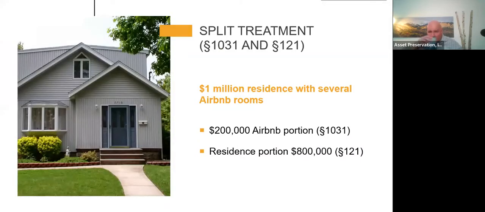Now the next one, what about people that do Airbnb all over the place? Very common. What if I rent out a couple of bedrooms and a bathroom? I've got a $1 million home in Denver, 200,000 of it's the rental property. I do an exchange on that, and then I use the primary residence exclusion on the 800,000.